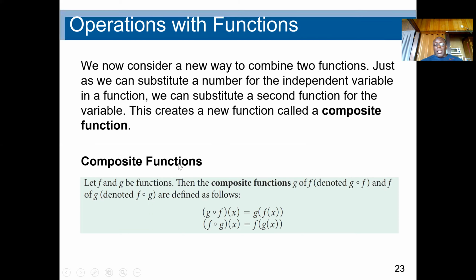In a composite function, the word composite means something that can be broken down more. So a composite function means a function inside another function. For example, if I have functions f and g, then the composite function g of f means that f is inside g. So if I say g composite f at x, the answer will be g of f at x, because g is outside and f is inside g. Or if we have f composite g, same thing, f of g at x.